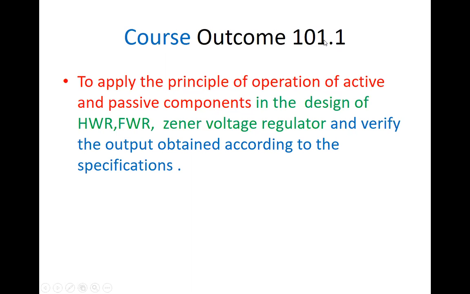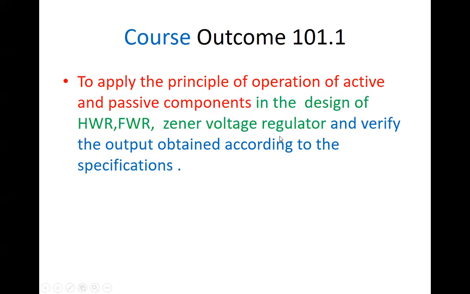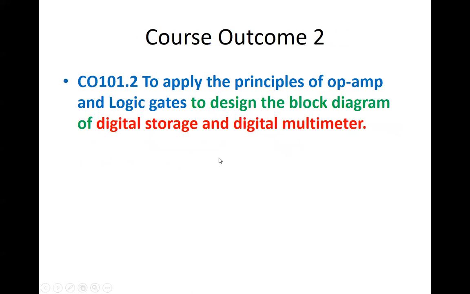This is just a specification 101 to indicate that it is the first year, first semester, first course outcome for the subject. So I had to write 3 module outcomes to get 1 course outcome. This will be the students' takeaway from my course. He will be able to apply the principle of operation of active and passive components in the design of half wave rectifier, full wave rectifier, Zener voltage regulator, and verify the output obtained according to the specifications.